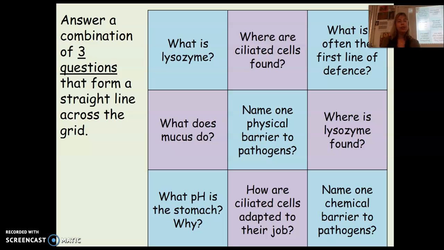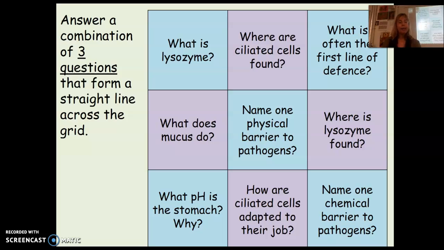Where is lysozyme found? So we've just said the tears, mucus, and saliva. What pH is the stomach? So because of hydrochloric acid, it's a strong acid, so it's going to be about pH 2, and that is to kill any pathogens that land up in our stomach, perhaps from our food or something that we've drank. How are ciliated cells adapted to their job? They've got microscopic hairs to waft any mucus away.